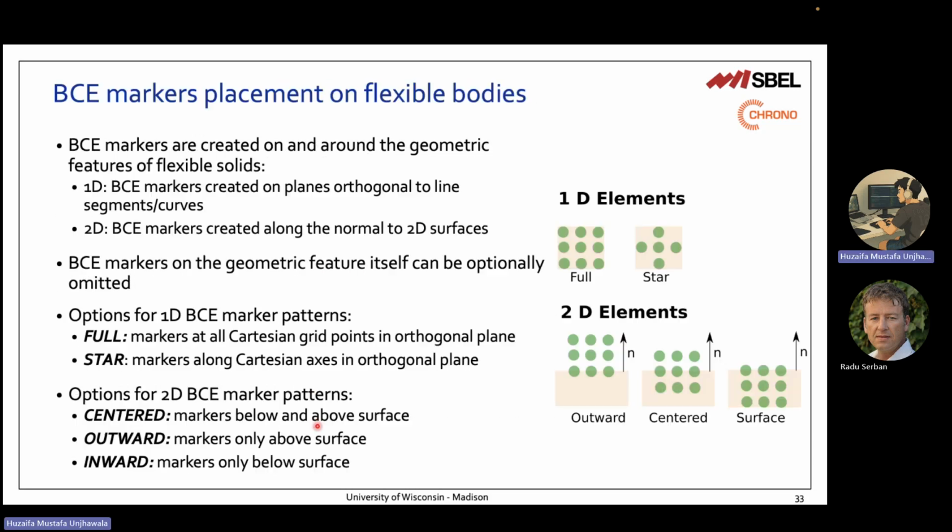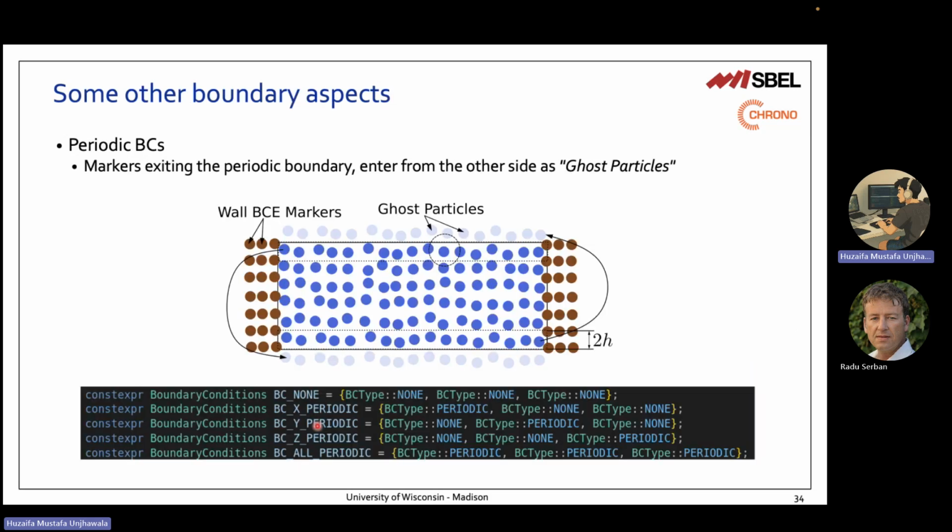Okay, and there are certain ways in which the BC marker placement changes for flexible bodies compared to rigid bodies. There are more options, but for now I'm going to ignore this. The defaults are pretty good. But if you're curious, you can always go back to the slide, and this has all the details of how BC markers are placed on flexible bodies.